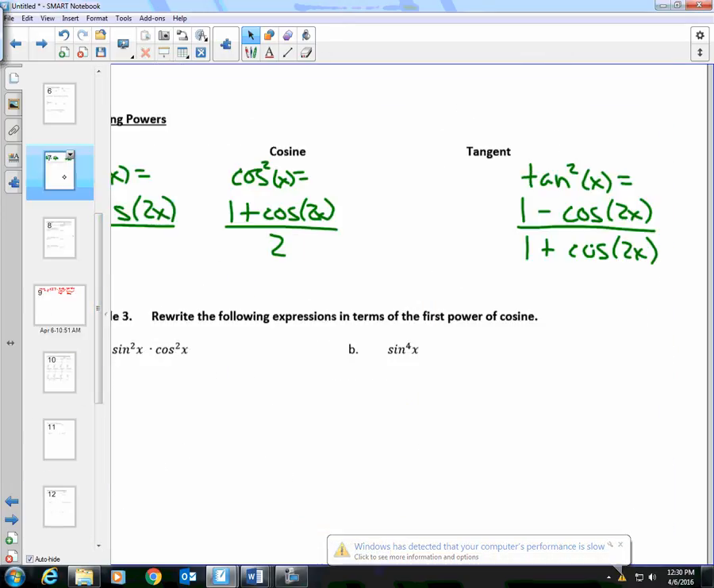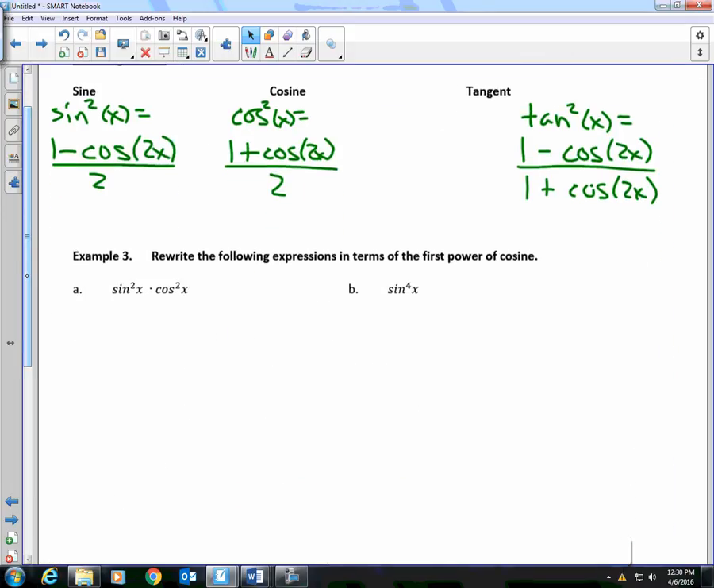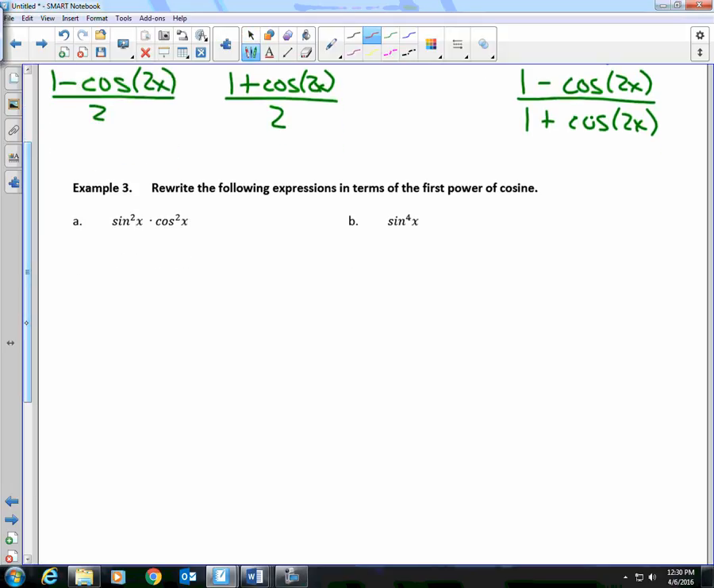Not in real life, but in calculus, it's often nice to rewrite squareds as single powers. So we like to reduce the power, and it makes life a lot easier in calculus. So we want to rewrite the following expression in terms of first power of cosine. That means that I cannot have a power other than 1, and I cannot have a function other than cosine. What should I do first? What is sine squared?